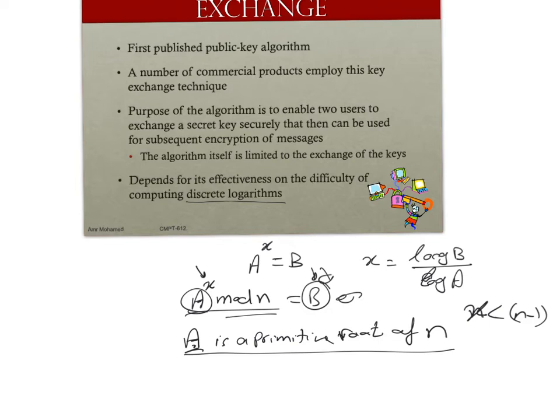Okay? This is a condition for Diffie-Hellman, that for each value of x, you have to achieve a different value for B. Okay?